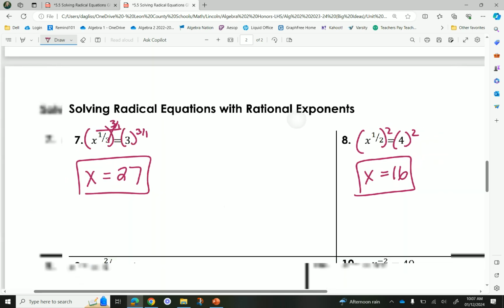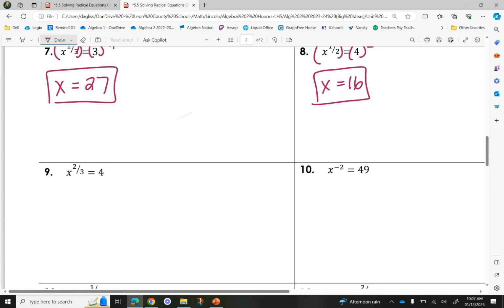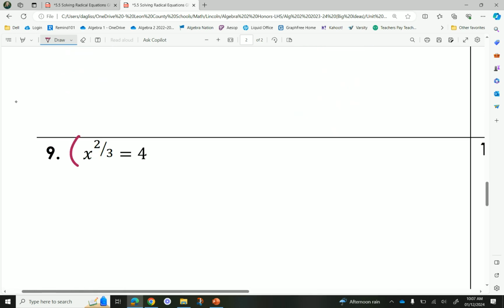All right, number 9. I have x to the power of 2/3 equals 4. Okay, so again, I'm going to raise both sides to the reciprocal. What is the reciprocal of 2/3? 3 over 2. Yeah, 3 halves. Okay, because that gives you 6 divided by 6, which is 1. That's why we do it. So I have an x by itself, but here I have 4 to the power of 3 over 2.